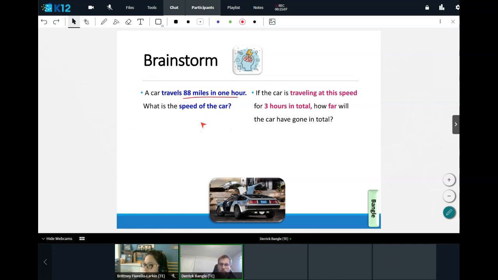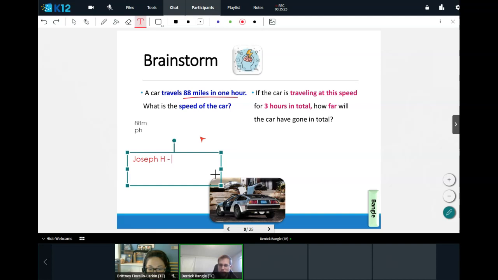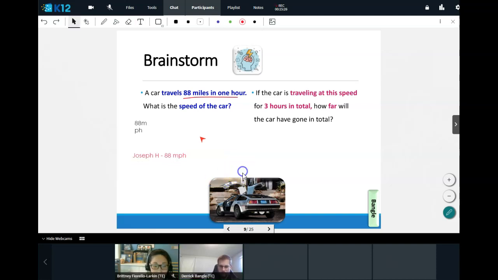Think of cars in real life, right? What do we say their speed is in? Oh yeah, you can type in the chat too, that's also okay. Yeah, mph or miles per hour. Awesome. Just because someone already answered, that doesn't mean you can't answer, right? This is good practice.